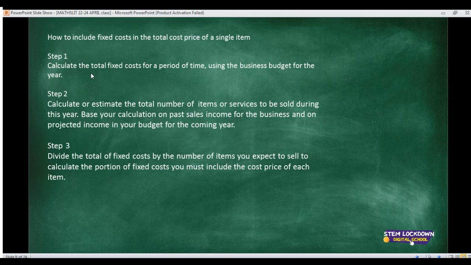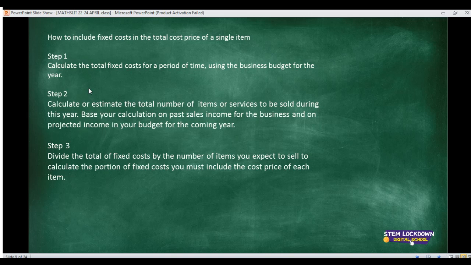Right now, if you're spending your time and you're not studying, come exam time, you might regret all the time you spent not doing anything, you know, such examples. So always prepare, always plan. So to work out this fixed cost here, you use the business budget, where you're calculating the total fixed cost for a period of time using the business budget. The business budget, you need to have drawn it up already for the year because you are planning your business for the year.